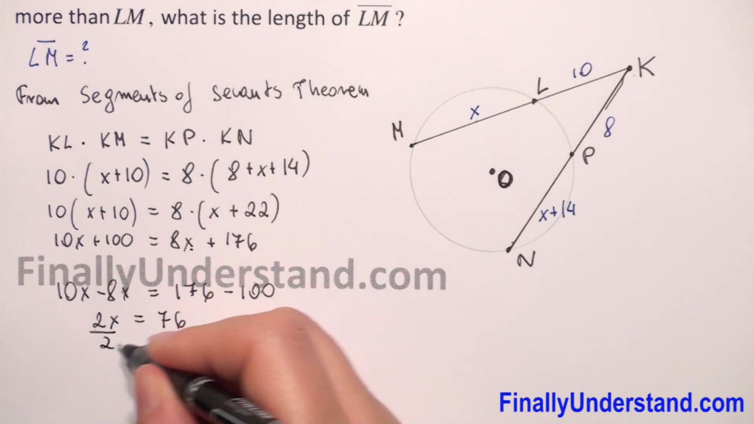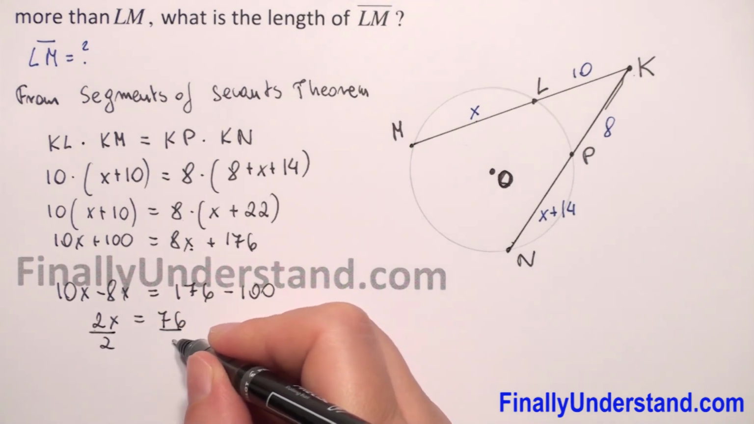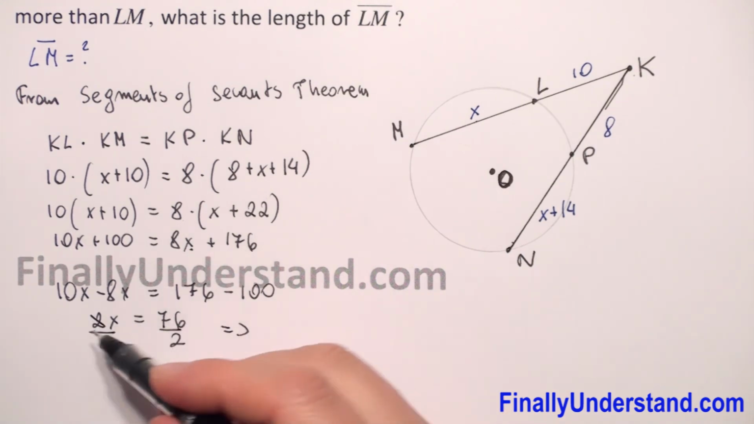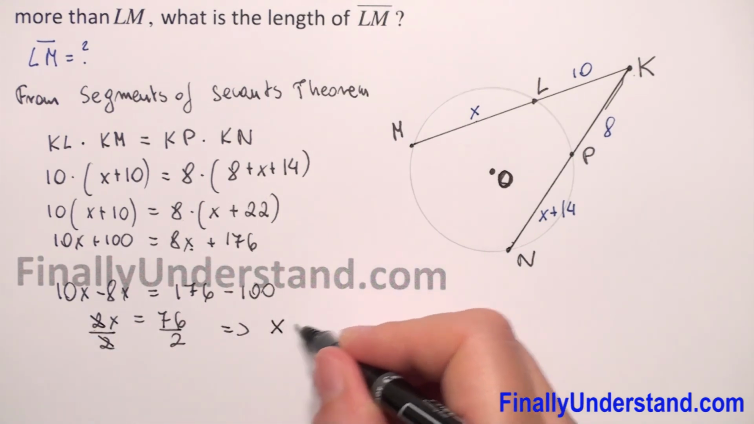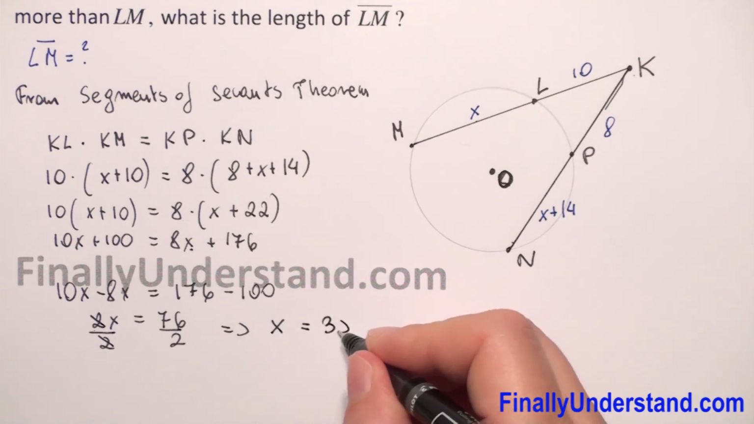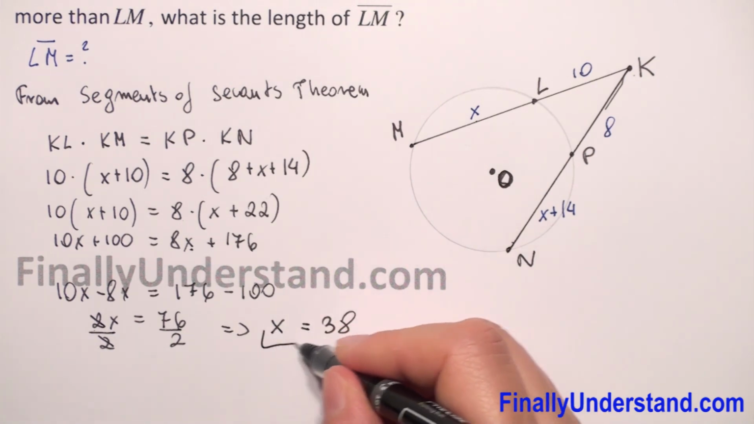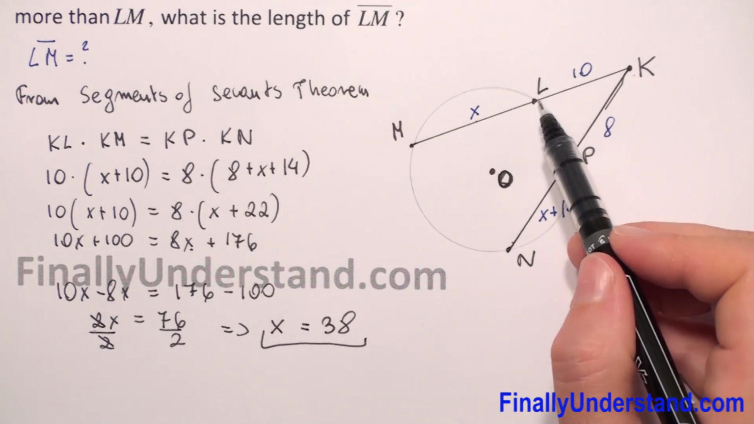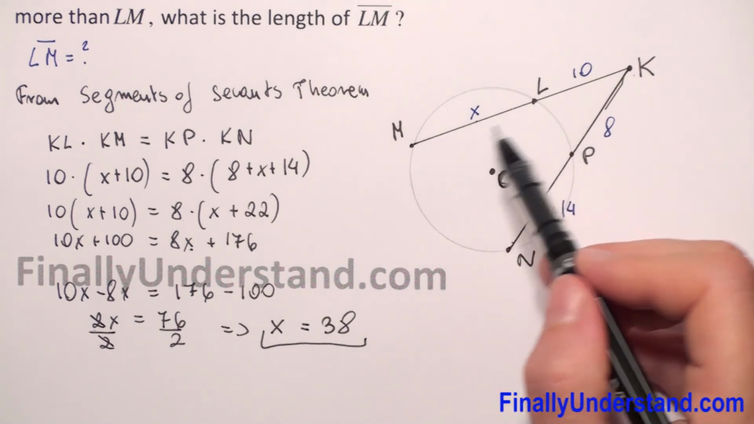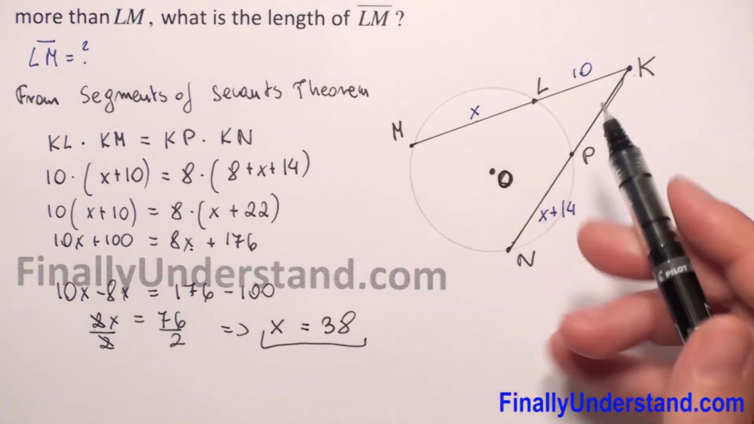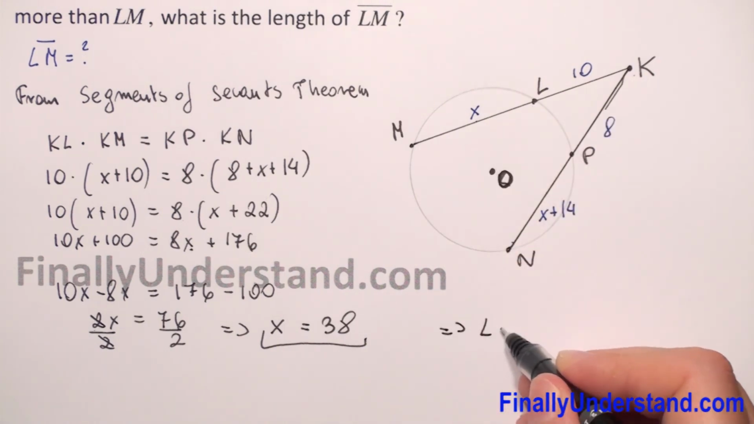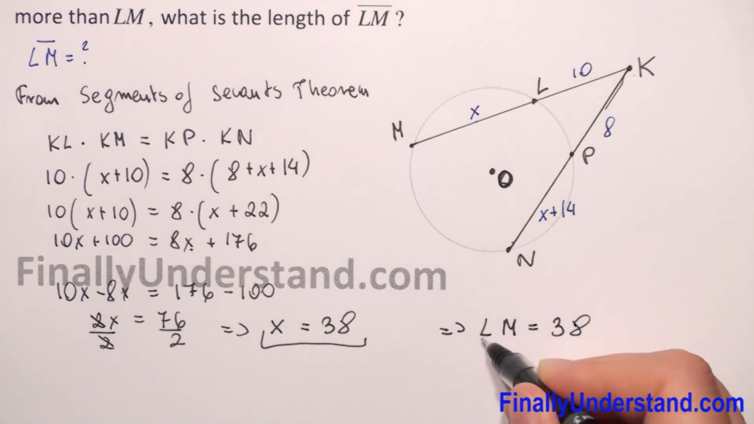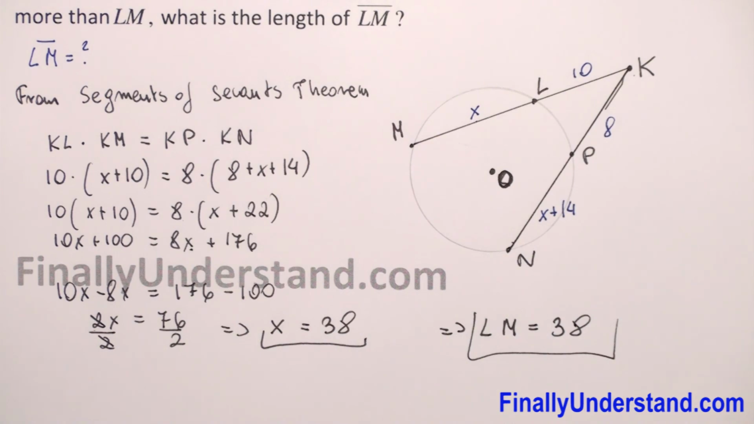Now we will divide both sides by 2. So we have that x and x, 2 and 2 we reduce. So we have that x is equal to 38. We found x, and x is our unknown segment LM. 38. This is my solution.